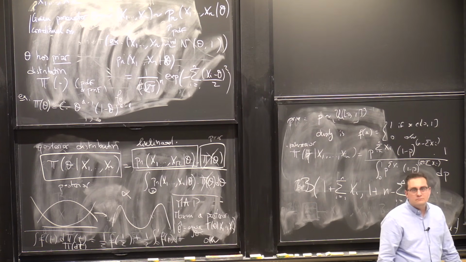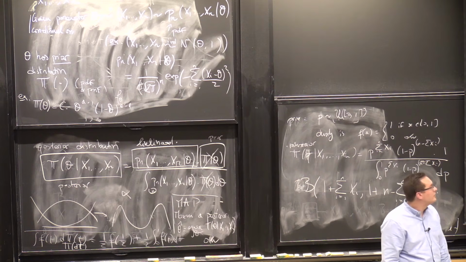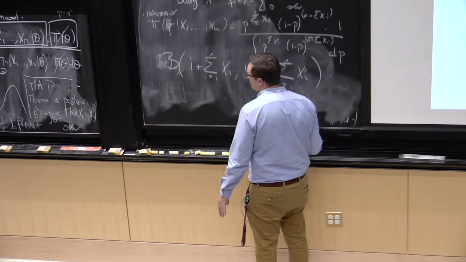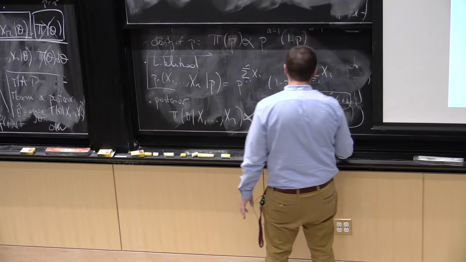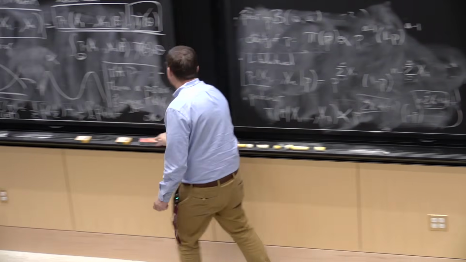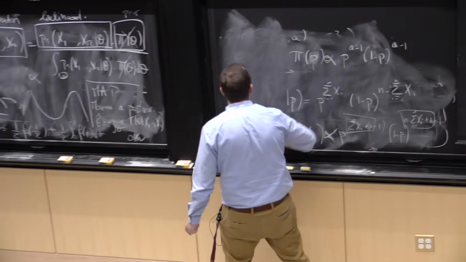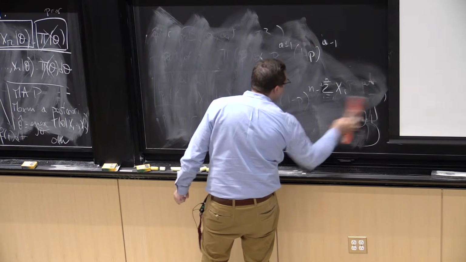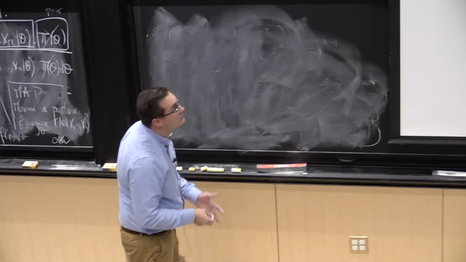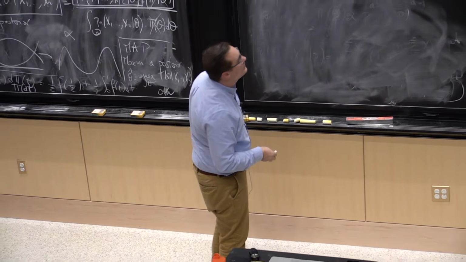OK, so let's move away a little bit from the Bernoulli example, shall we? I mean, I think we've seen enough of it. And so let's talk about the Gaussian model, right? Let's say I want to do inference in a Gaussian model using Bayesian methods.